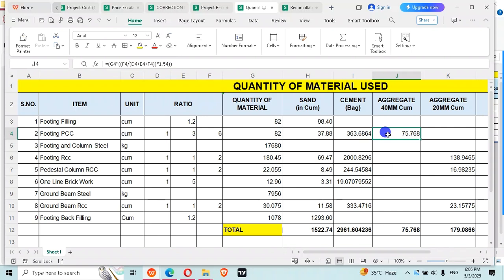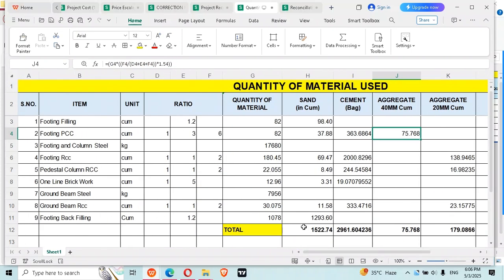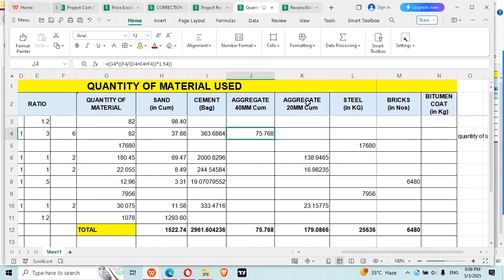And then come to the aggregate. Understood? We use 40 mm aggregate in putting PCC. So this is the formula. Again, the same formula. It is very simple. You can see here, and we have just multiplied these. It is very simple and it is done. Then on the same basis, sand for all of them, then cement. And if you look here, engineers, for steel we just directly copy and paste here.